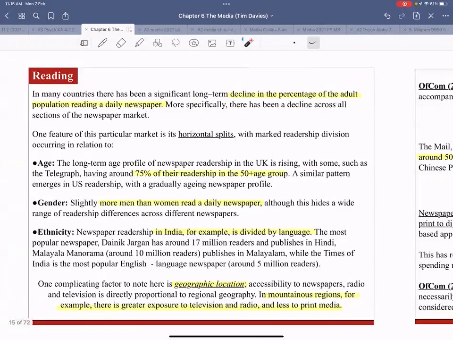Now, similarly, when we talk about age in reading, there's been a decline in the percentage of the adult population reading a newspaper. One feature of this particular market is this horizontal split with marked readership divisions. When we talk about age, 75% of their readership is from the 50 plus age group. When you talk about gender, there are more men than women who read a daily newspaper. When we talk about ethnicity, like we were discussing earlier, even today you have the press in India, or newspaper circulation in India. Clear? Do we proceed?